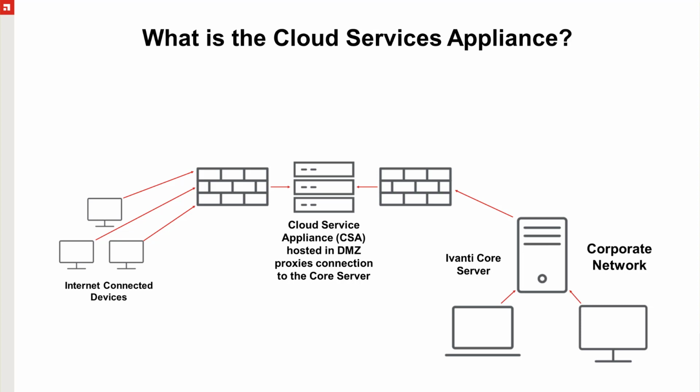The purpose of the CSA is to allow communication of the agents while they're off the network. The agents will be configured by default to communicate with the Ivanti core server while on the company network. If for some reason they can't connect to the core server or resolve its name, then we're going to assume we're off network. And the clients have a secondary address that tells them, hey, if you can't reach the core server, then go ahead and connect to this public IP address.